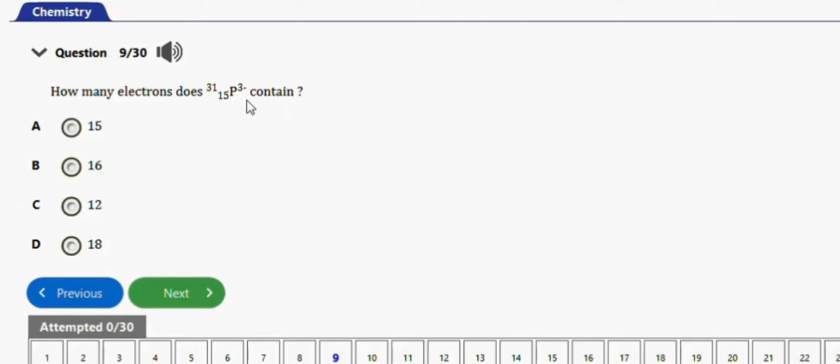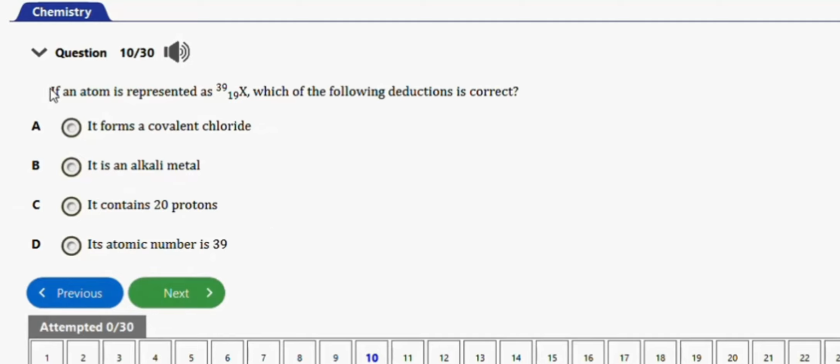So once it gets these 3 electrons, the number of electrons now will be 18. All right, so this minus 3 power shows that it's gaining 3 electrons. So the right option is option D. 15 plus 3 will be 18. The next question will be this one.